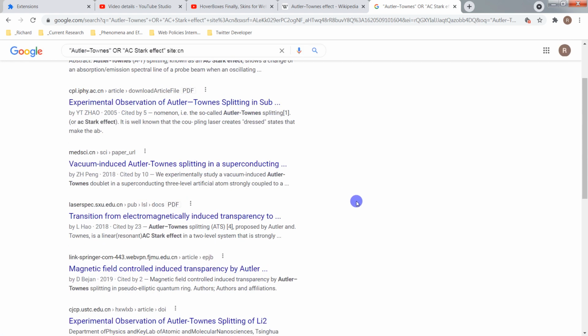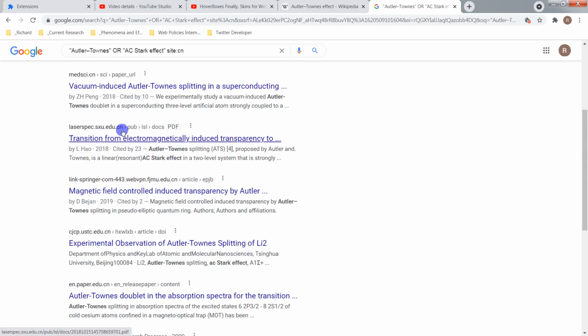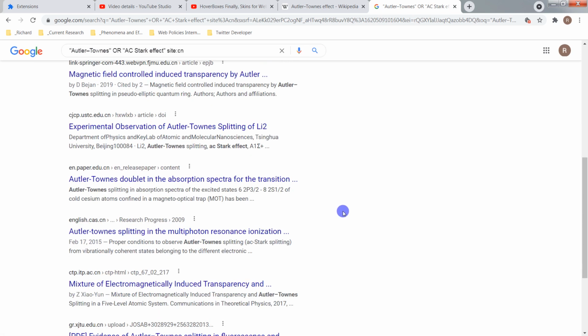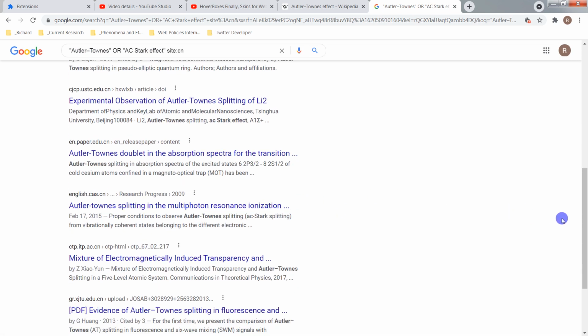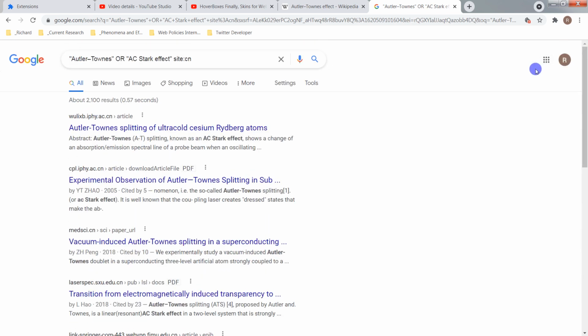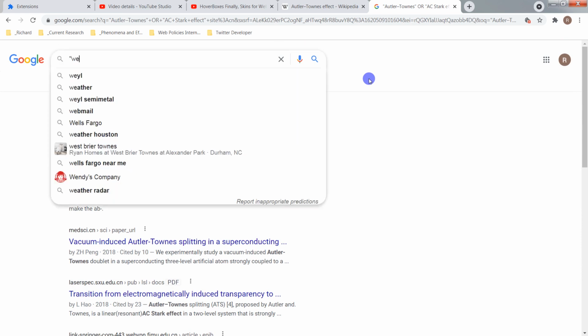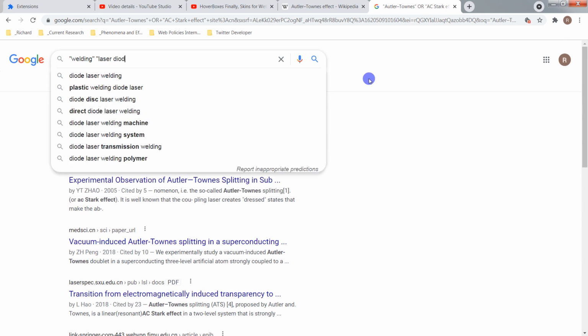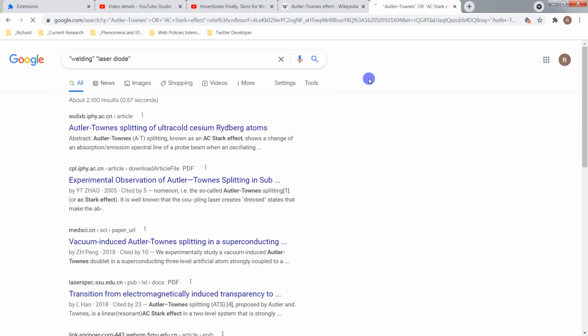MedSci, laser spec. Yeah, that's another EDU. Okay, so all right. Maybe I picked some really hard ones. Let's try something. Welding. Laser diode. Okay, some fairly easy.